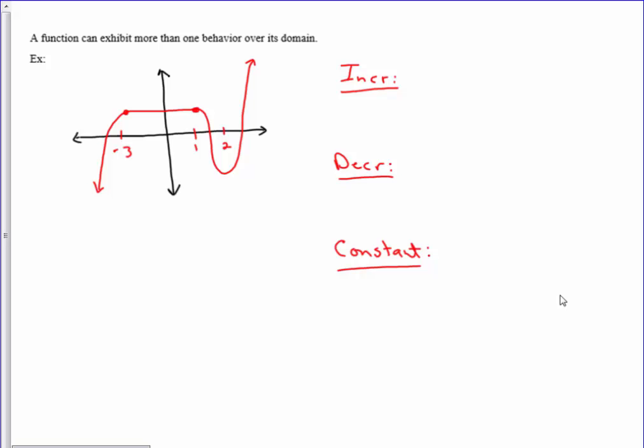A function can exhibit more than one behavior over its domain as far as increasing, decreasing, and constant behavior. For this graph that I've drawn, if we look at the graph from left to right, the first behavior that we see is increasing behavior. As we go from the left to the right, we see our graph going uphill. Increasing, decreasing, and constant behavior must be described as open X intervals.